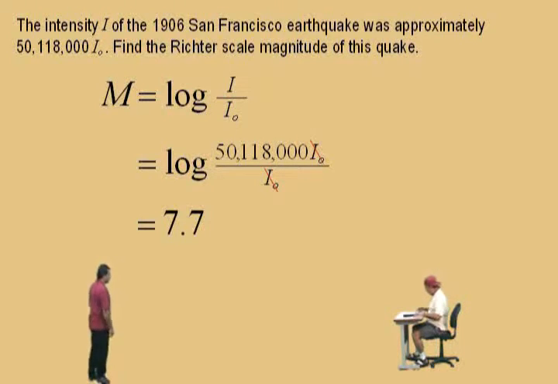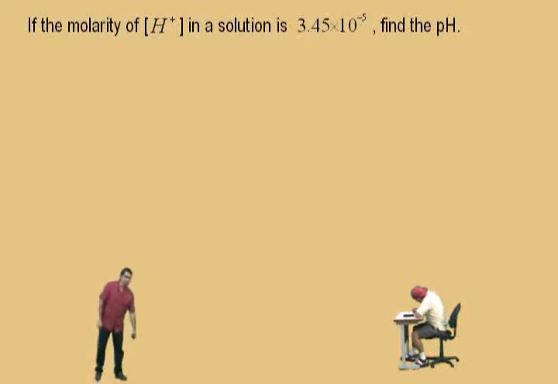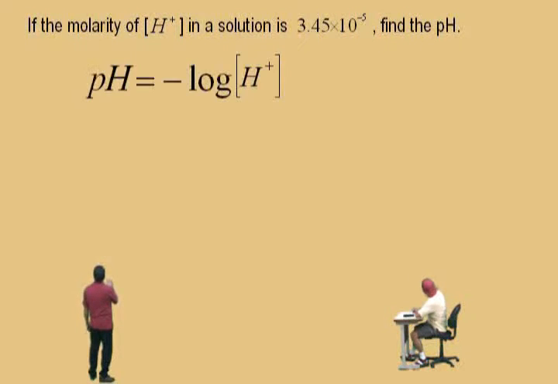Now, we're going to do a chemistry problem here. So pay attention to this one. Now, Charlie, here we go. If the molarity of the hydrogen ion concentration in a solution is 3.45 times 10 to the negative fifth, find the pH. That's what we're going to do, Charlie. Of course, we got to go to our formula. Well, pH is equal to the negative log of the hydrogen ion concentration.